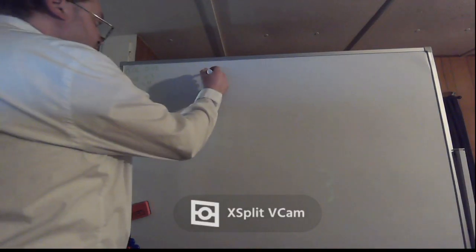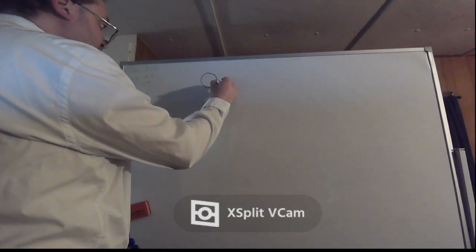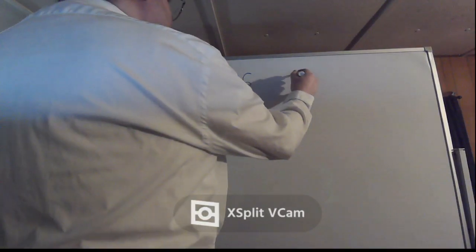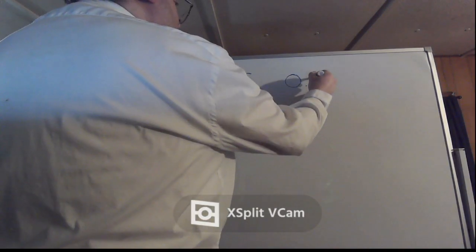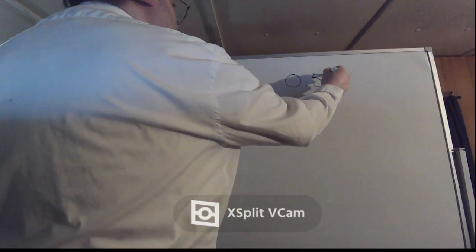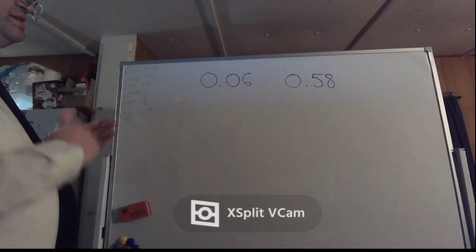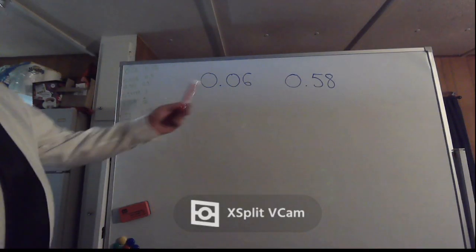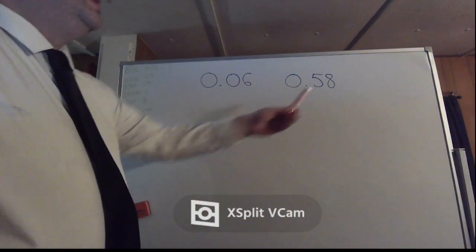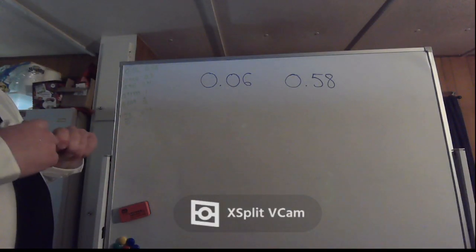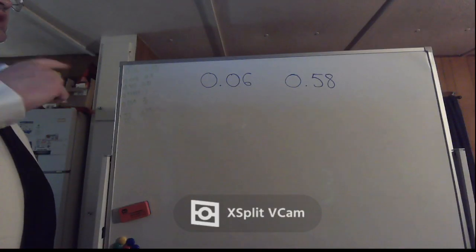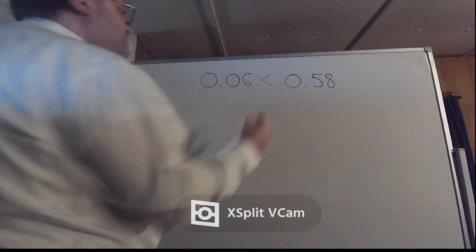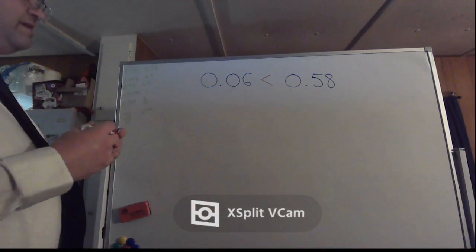So, we'll start with our first example here. We have two numbers. We have 0.06, and then we have 0.58. We want to know which number is bigger. So which number is bigger here? Is it going to be 6/100ths or 58/100ths? Well, I think it's pretty obvious that 58/100ths is going to be bigger than 6/100ths, so therefore we would say 6/100ths is less than 58/100ths. It would be less than that.